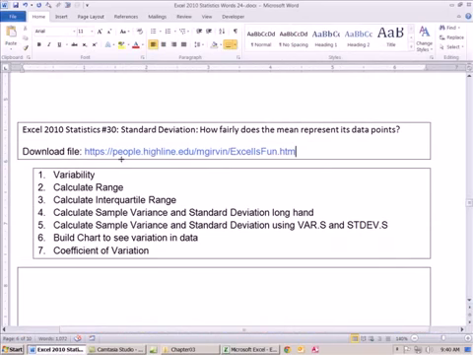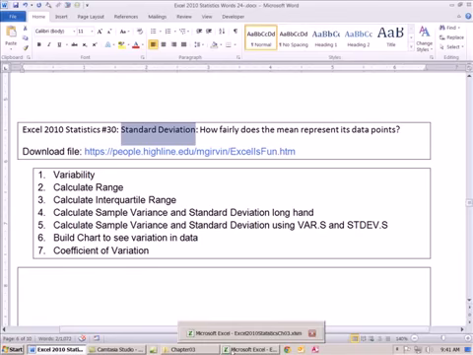Hey, in this video, the title is Standard Deviation. How fairly does the mean represent its data points? So we've been talking about the mean a lot. But if you have a number of means and you're comparing them, we can't really do it without talking about the concept of variability. Now, there's a couple of measures that we'll use for calculating variability, but the one most commonly used, and the one we'll use throughout this class the most, is standard deviation.